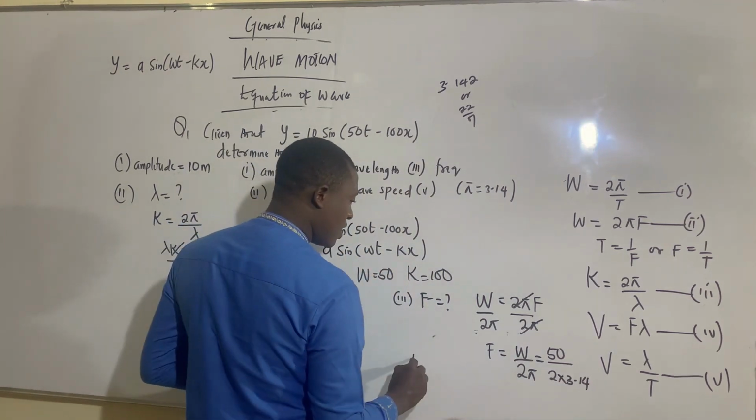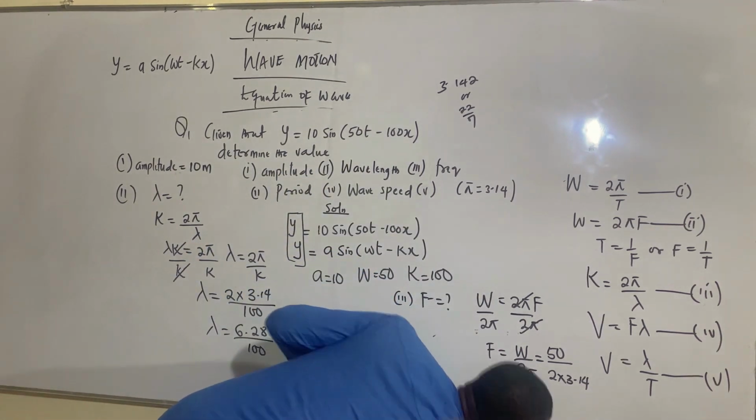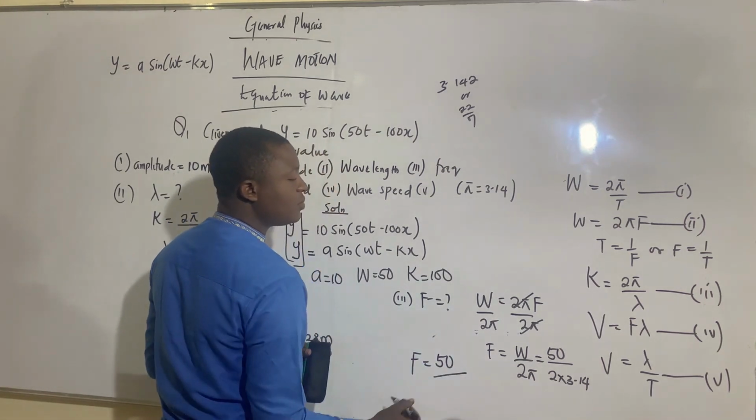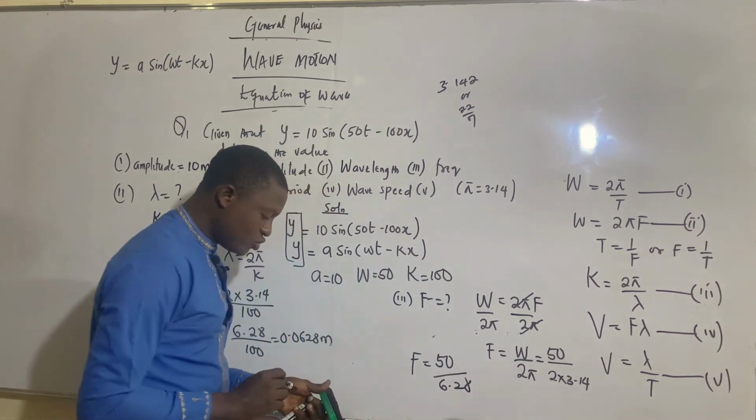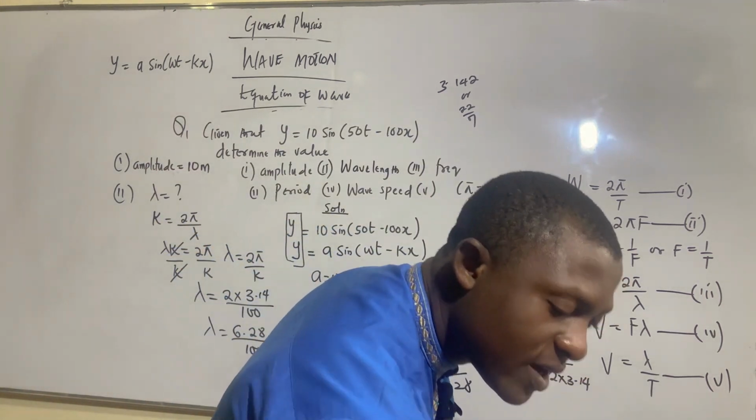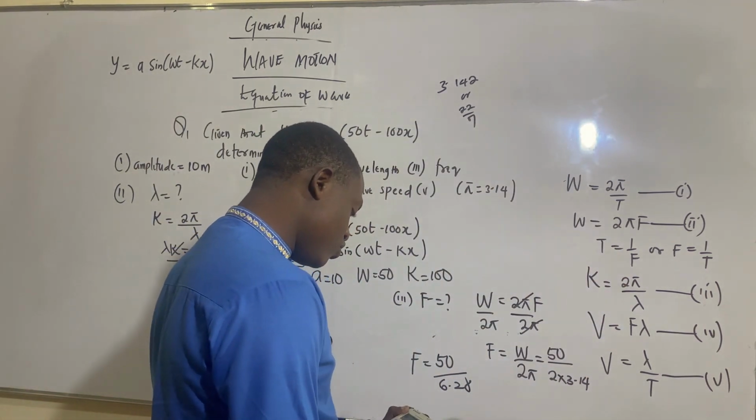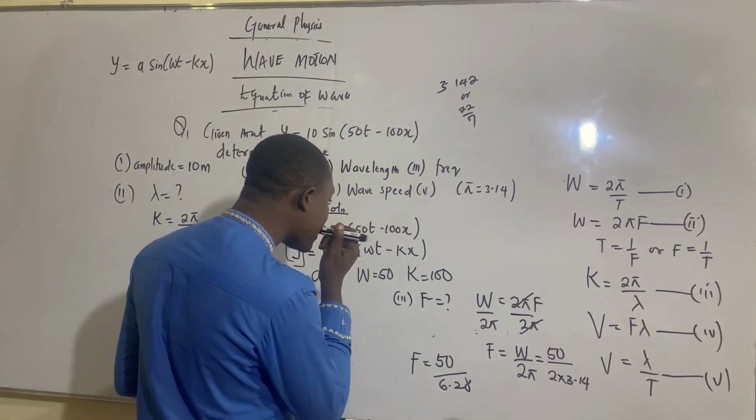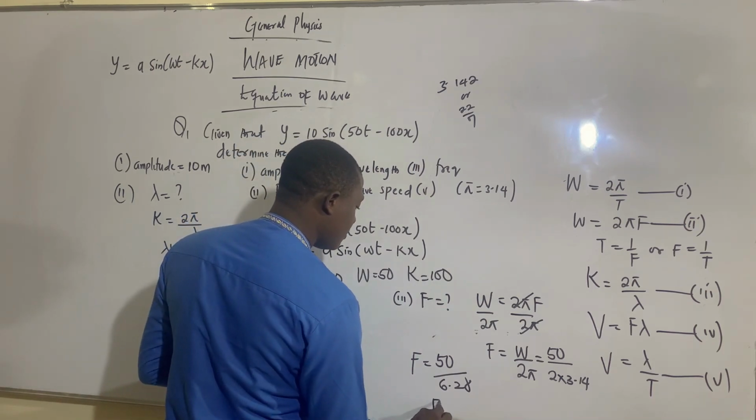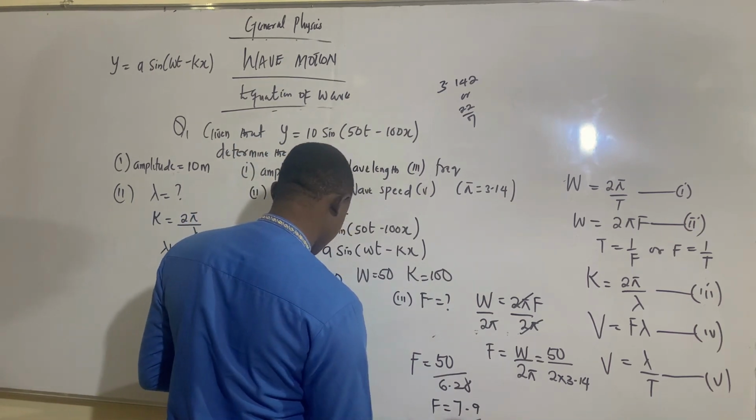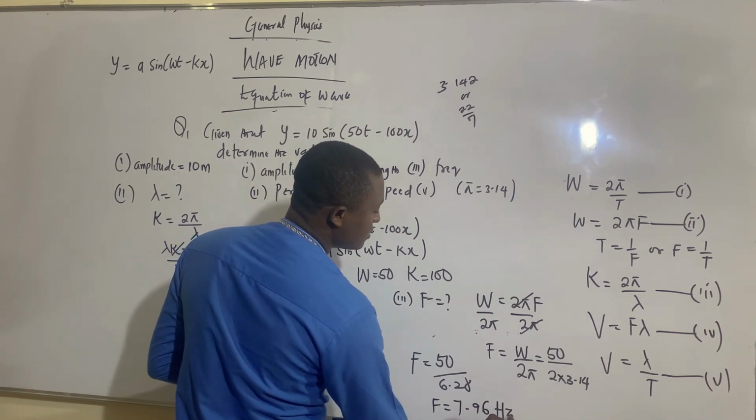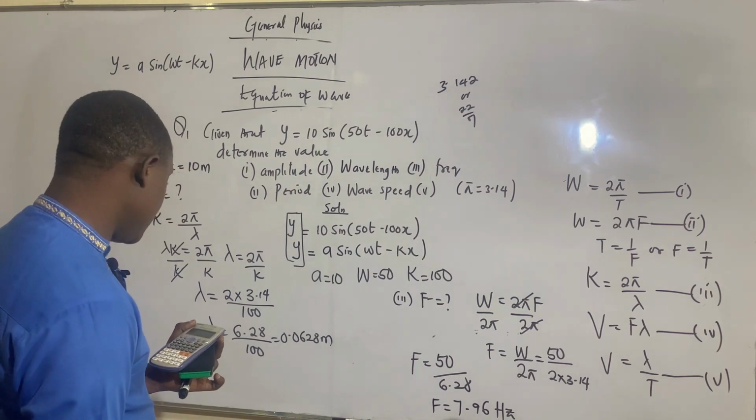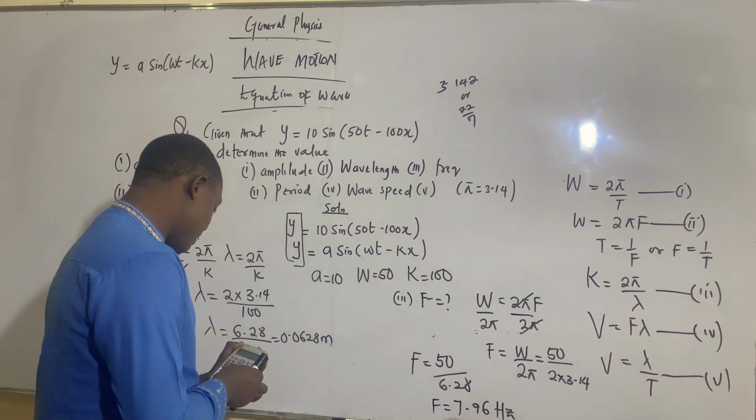So we have 50 divided by 2 multiplied by our pi, which is 3.14. Here we can have the frequency to be 50 divided by 2 multiplied by 3.14, which is 6.28. Now if you divide 50 by 6.28, of course we are going to have 7.96. So the frequency is 7.96 hertz.